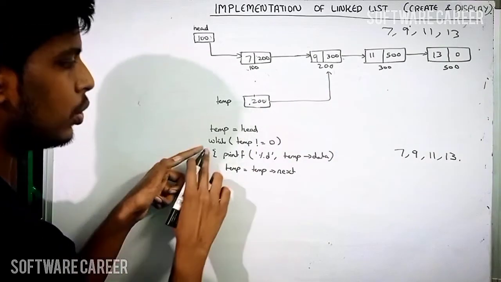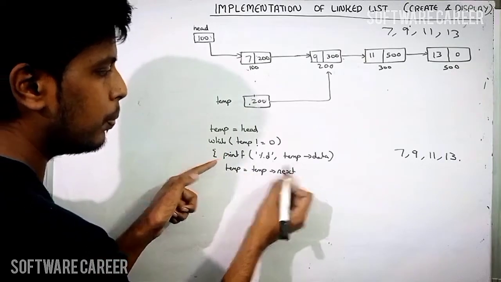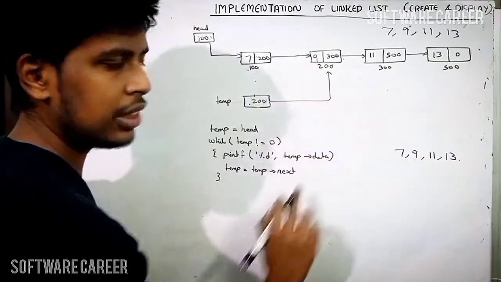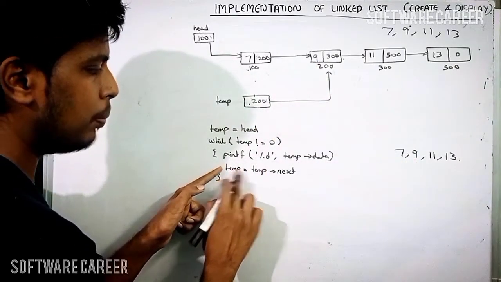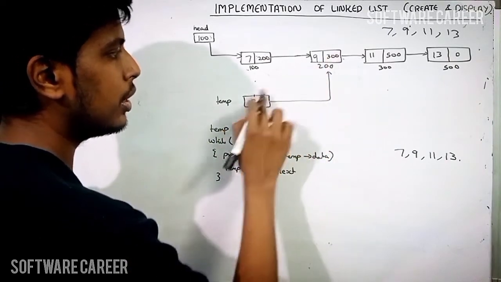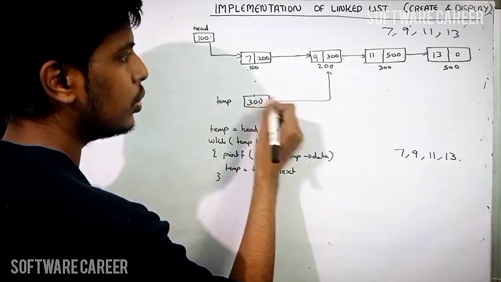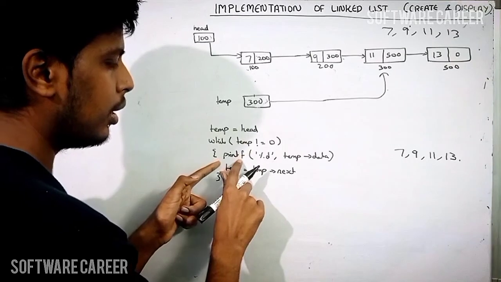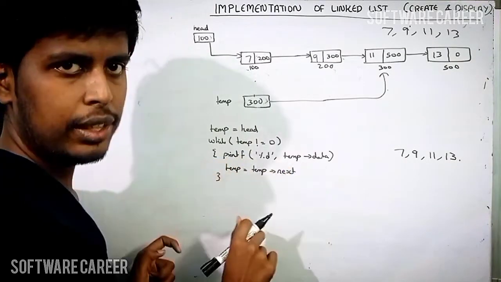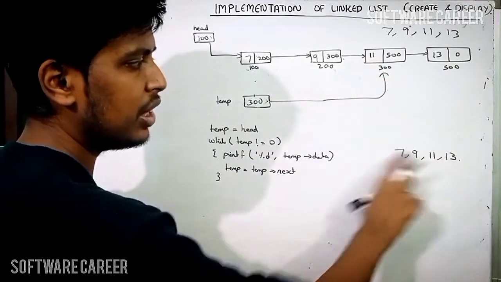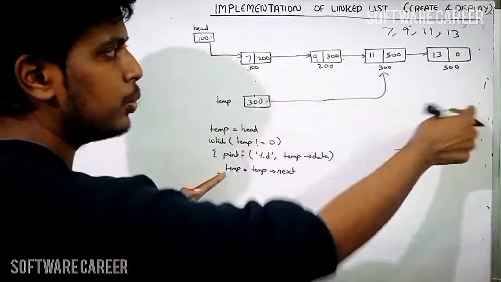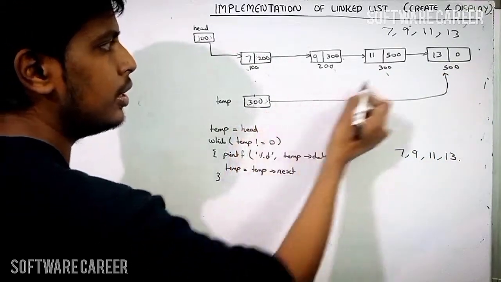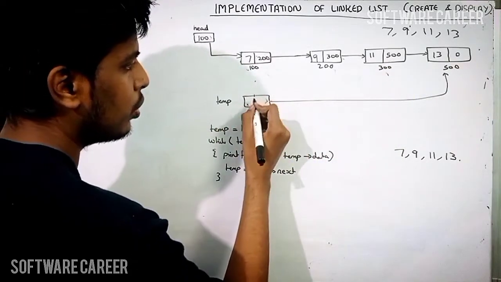Now again it goes into this loop and prints the temp data. Temp is 200, and 200's data is 9. It prints 9. Then temp equals temp next: temp is 200, and 200's next is 300. So this pointer moves to the next node. Then again it goes into this loop and prints the temp data. Temp is 300, and 300's data is 11. It gets printed. Then again the temp pointer is moved to the next node. So temp equals temp next: 300's next is 500, so 500 gets stored over here.